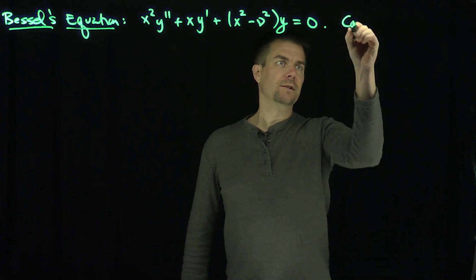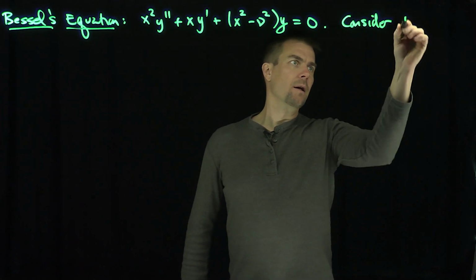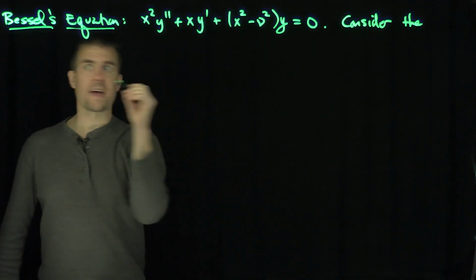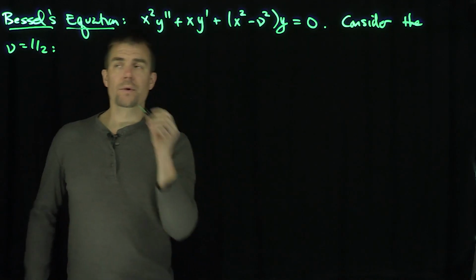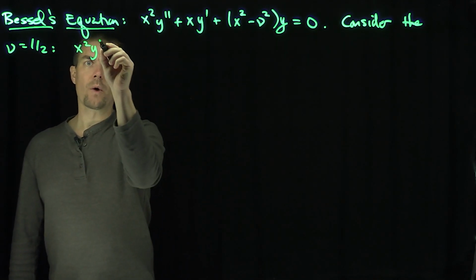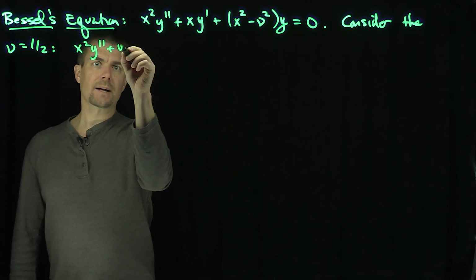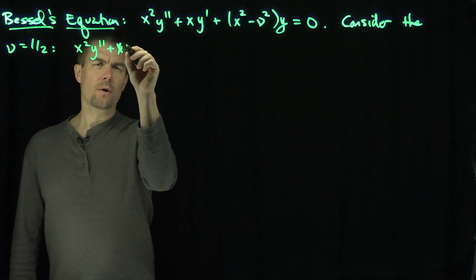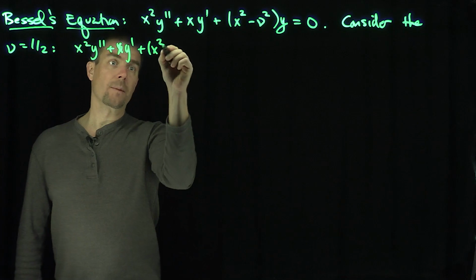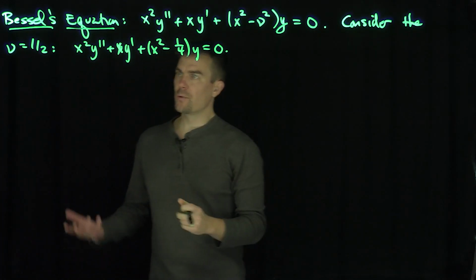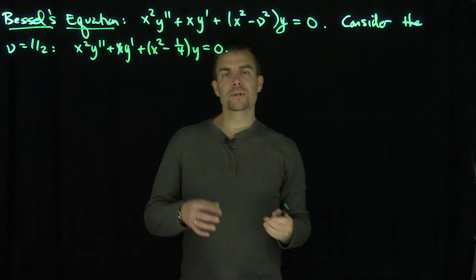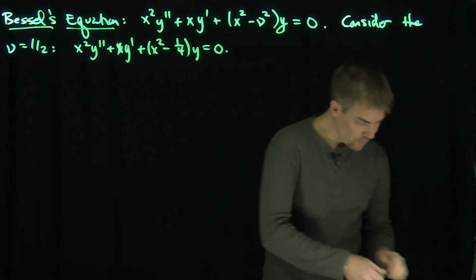Let's consider the nu equals 1/2 case. When we look at nu equals 1/2, our Bessel equation becomes x squared y double prime plus x y prime plus (x squared minus 1/4) y is equal to 0. I haven't done anything much more fancy than just plug in nu equals 1/2. But now I'm going to put this into self-adjoint form, right? And so what I'm going to do is the following.